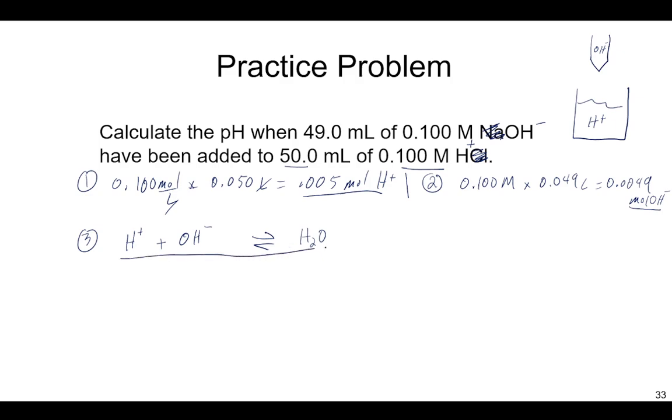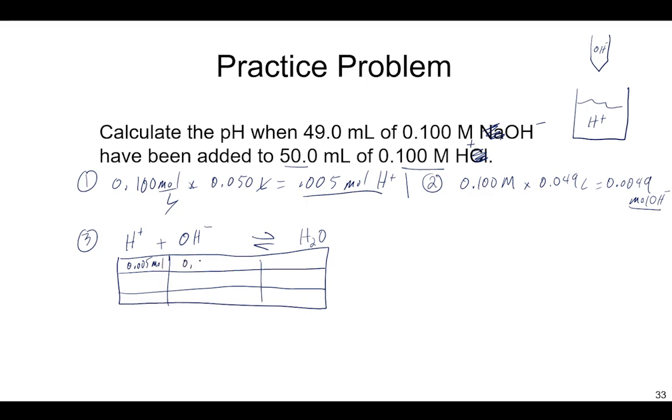And let's just make an ice chart based on this. H plus I'm starting with is 0.005 moles, not molarity. OH minus I'm starting with is 0.0049 moles, not molarity. And the liquid water, I don't need to keep track of the right side at all.